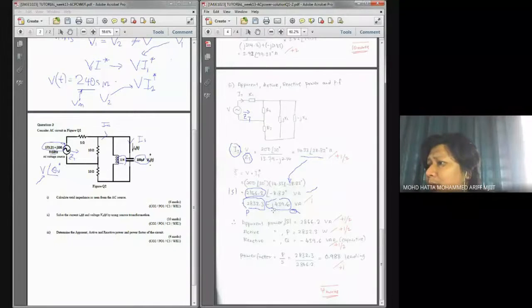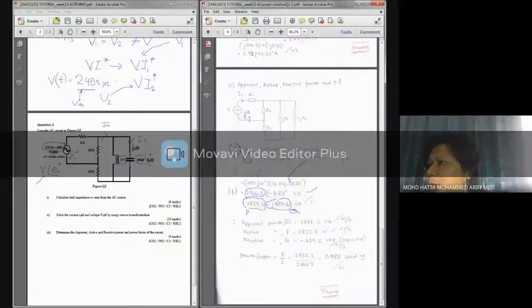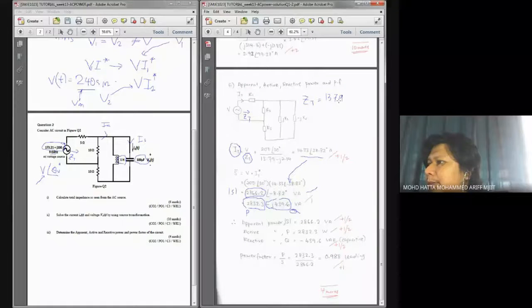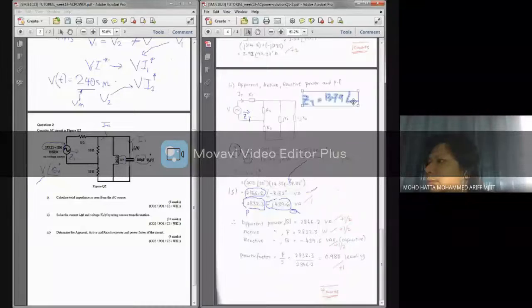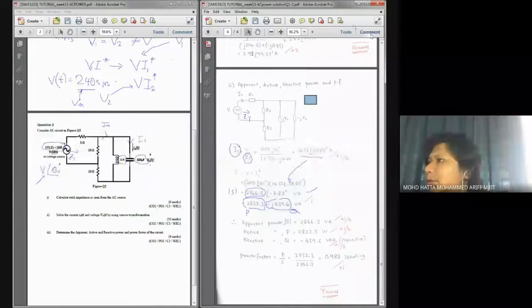So looking at the Z total that we calculated earlier, Z total equals 13.79, sorry, not angle. Okay, maybe delete this one. Z total.